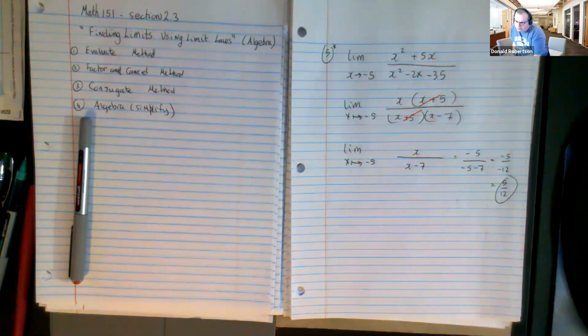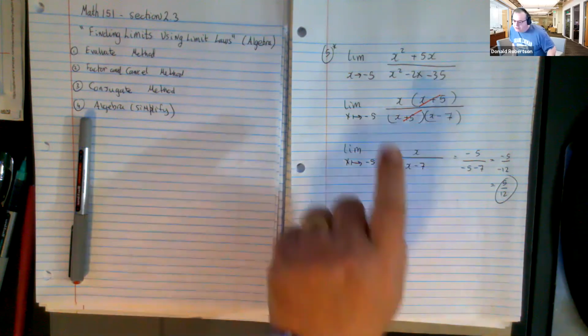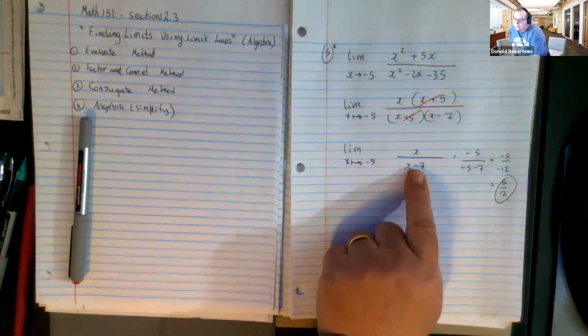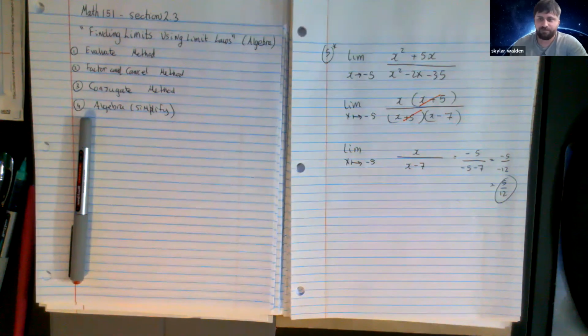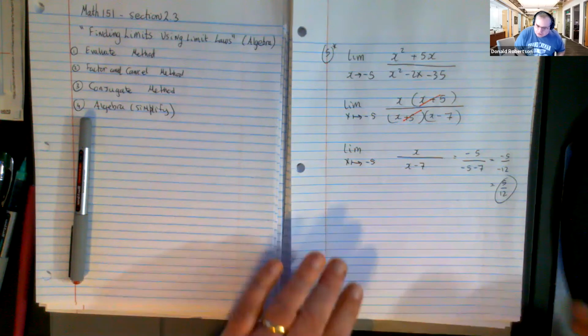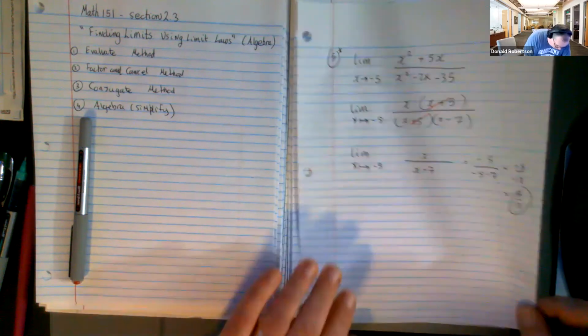Does factor and cancel seem like an intuitively sensible process? It's not that weird, right? You factor the top, you factor the bottom, you get some cancelling, and the ugly question typically turns into a nice question that you can get the answer to. Are we good with factor and cancel, or do you want to see another one? Good. We're good. Okay. Anybody, last chance? Okay. Let's look at our next method.